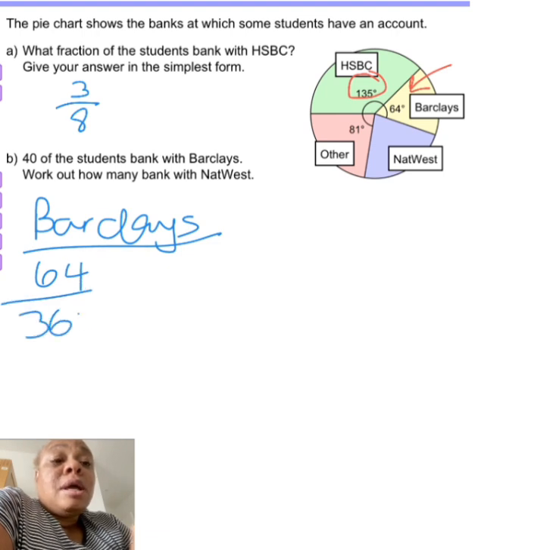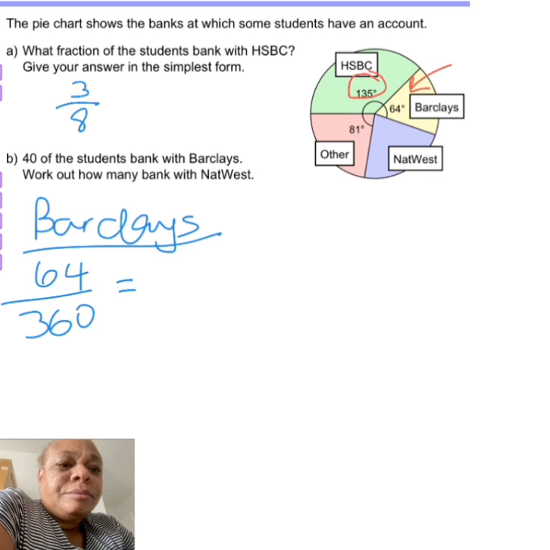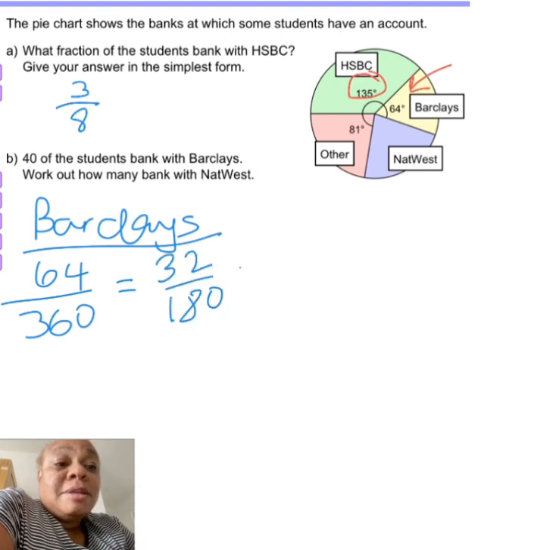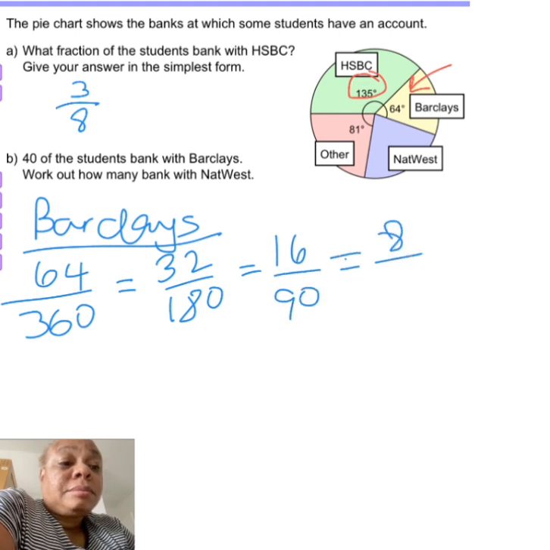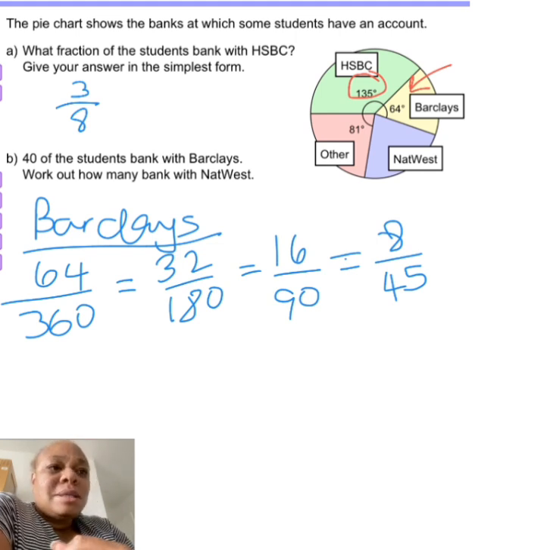And when I simplify that, I'm dividing both top and bottom by 2. Divide by 2 again. Divide by 2 again. And I think that's the simplest form that we can get. So the fraction of those who bank with Barclays is 8 over 45. Now let's work out the fraction of NatWest.